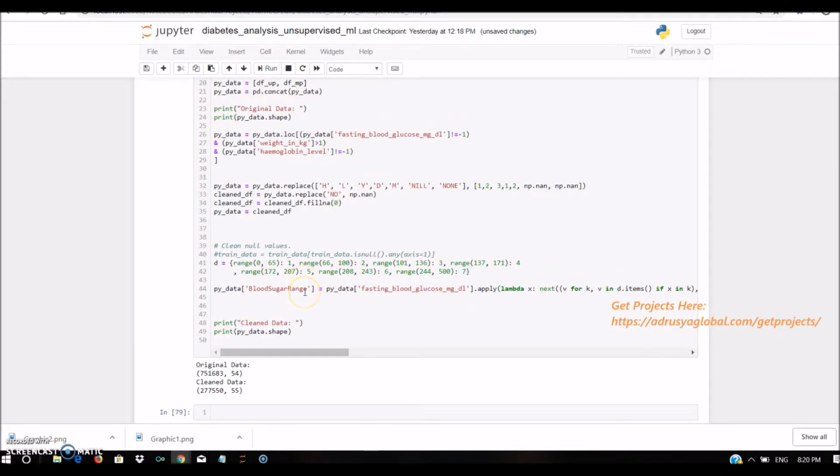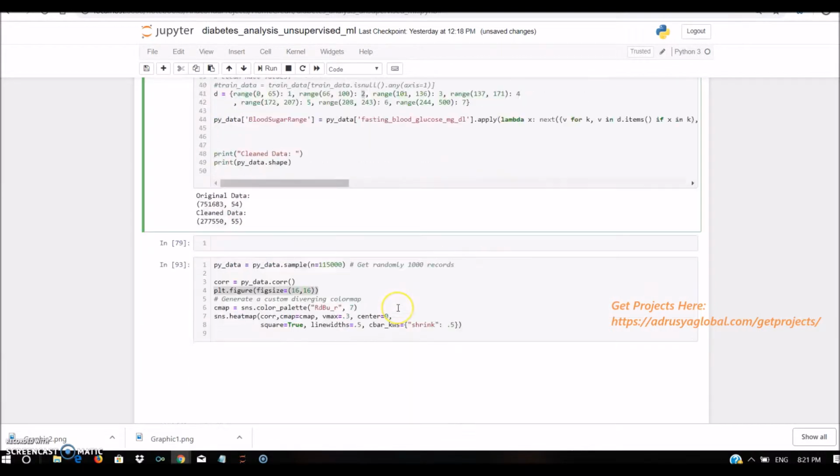Then the blood sugar readings have been classified into 7 levels. From 0 to 65 is the low sugar range. 66 to 100 is taken as 2, and the numerical value 2 stands for normal sugar range. Then 101 to 136 as good, and so on. And the last one, 244 to 500, is very dangerous.